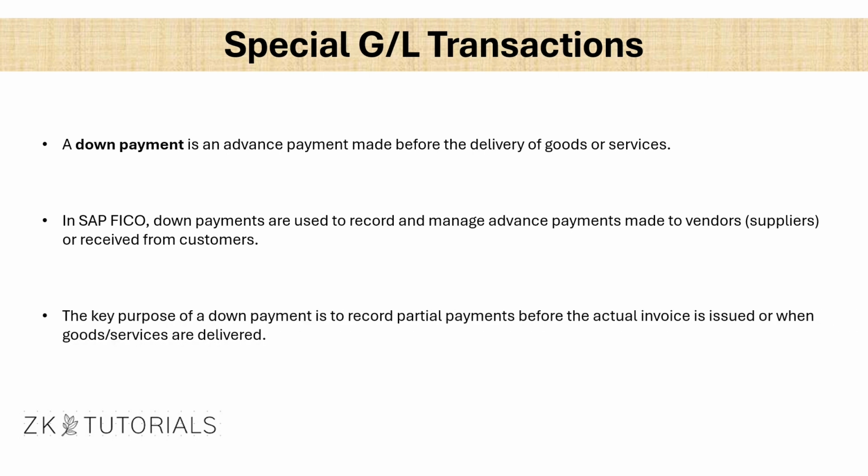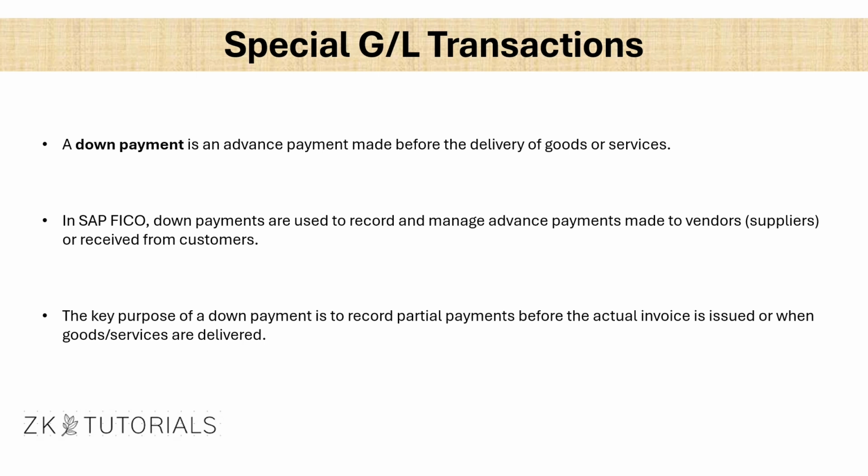The key purpose of a down payment is to record partial payments before the actual invoice is issued or when goods or services are delivered. So a down payment is a partial payment. That means, suppose a customer has asked us to supply 10 lakhs worth of bricks. We haven't asked him for the full 10 lakhs in advance. We asked only part of it. That means, okay, give us 2 lakhs only.